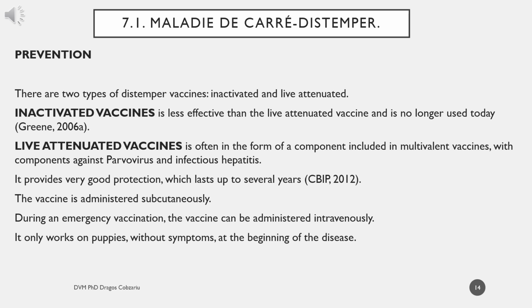Kip, 2012. The vaccine is administered subcutaneously. During an emergency vaccination, the vaccine can be administered intravenously. It only works on puppies without symptoms, at the beginning of the disease.